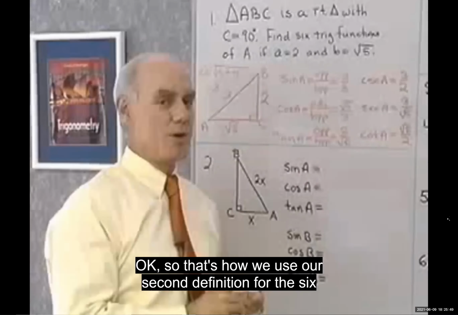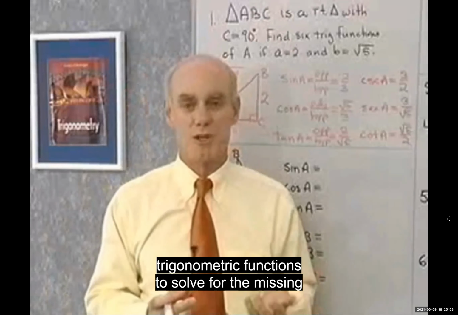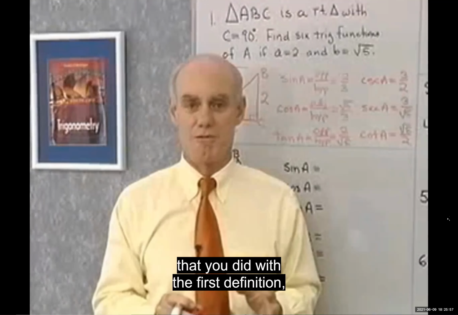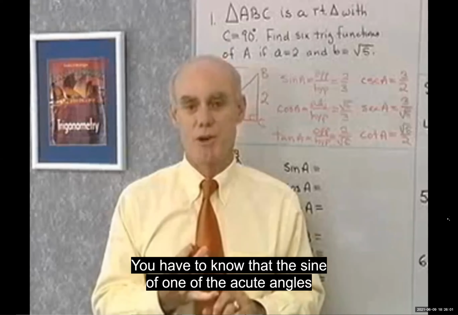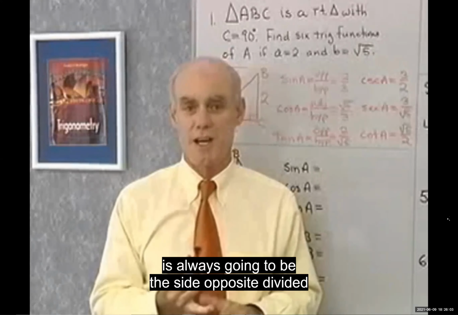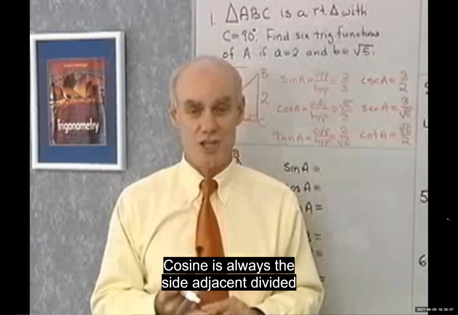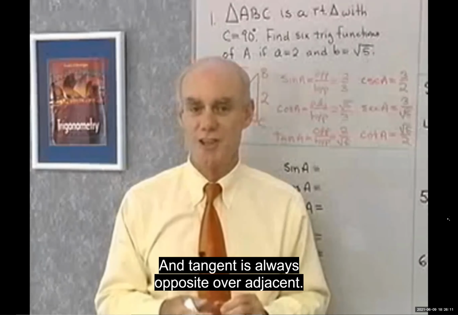Okay, so that's how we use our second definition for the 6 trigonometric functions to solve for the missing parts in a triangle. Now, you have to do the same thing with this definition that you did with the first definition, and that is you have to memorize it. You have to know that the sine of one of the acute angles is always going to be the side opposite divided by the hypotenuse. Cosine is always the side adjacent divided by the hypotenuse, and tangent is always opposite over adjacent. Here's our next problem.